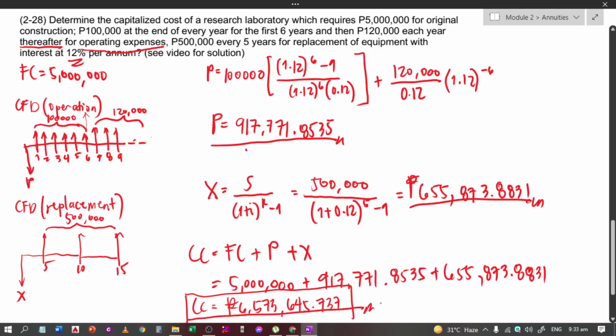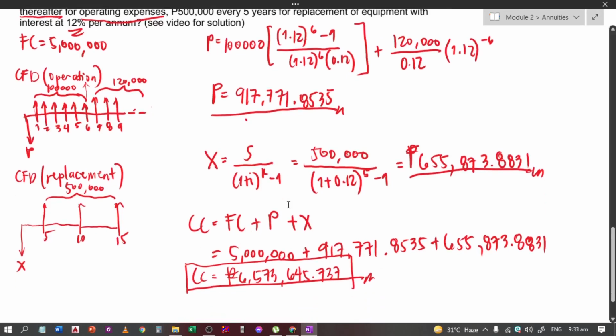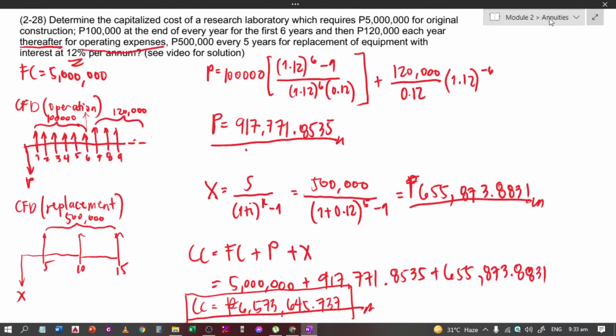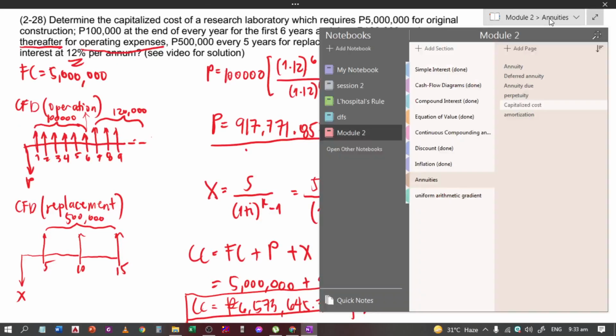Gets ba? Yan. So, ito ay application lang naman ng annuity. Yun lang itatandaan nyo sa capitalized cost. Yung capitalized cost is first cost plus summation ng lahat ng present worth. Okay. So, next topic.